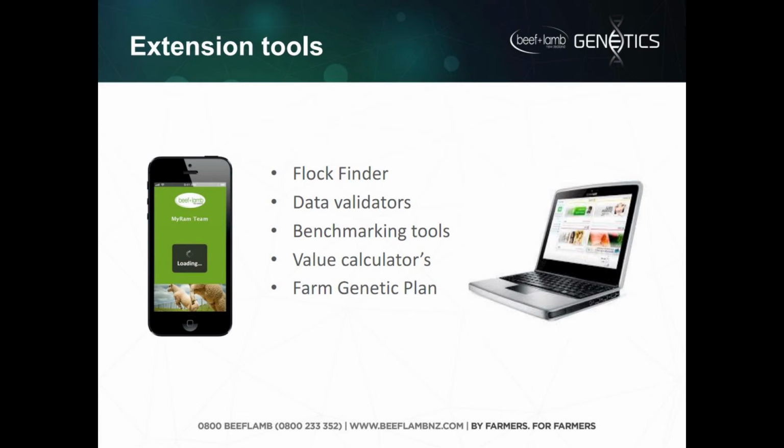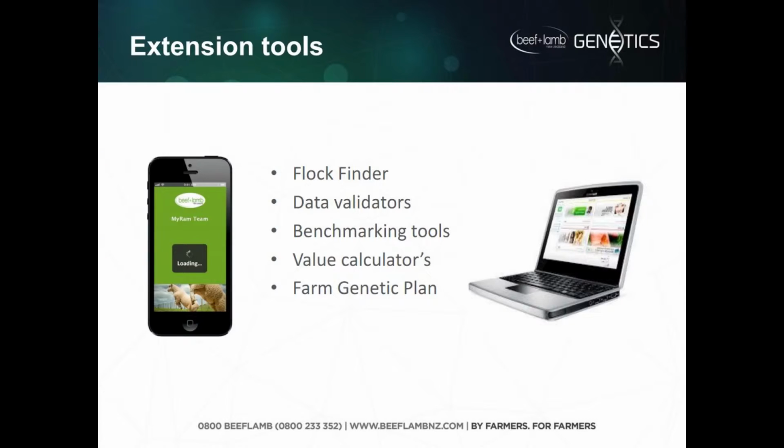But some of the things that we're looking at developing is these sorts of benchmarking tools so breeders can show that information and show the value of genetics, because it's really hard just looking at genetic trends, what does it mean? Whereas when you put it into dollars, you really get people's attention. So we're looking at developing some sort of value calculators, which you can use to look at the marginal value of this ram versus that ram.